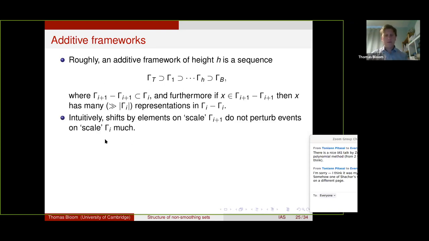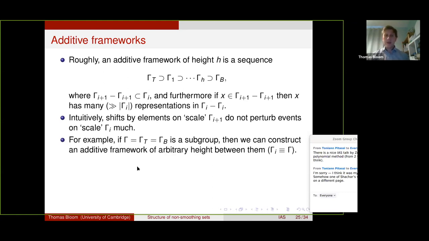Okay, so various quantitative things to keep track of there, but intuitively what's going on is that if I shift something on level I by something on level I plus one, then that doesn't really change it. So the collection of things on level I plus one can't affect what's happening on level I in any sort of significant way.